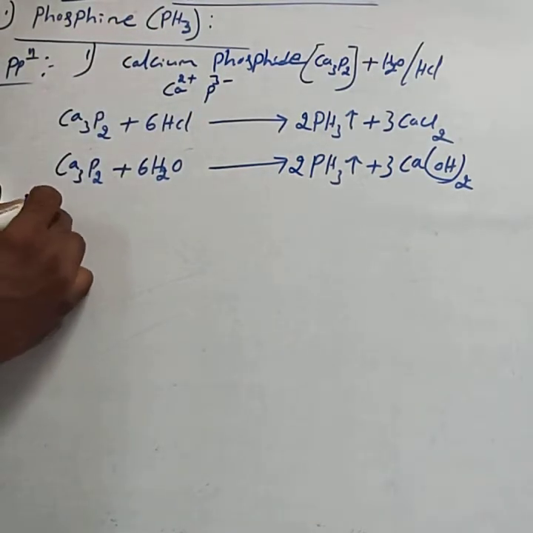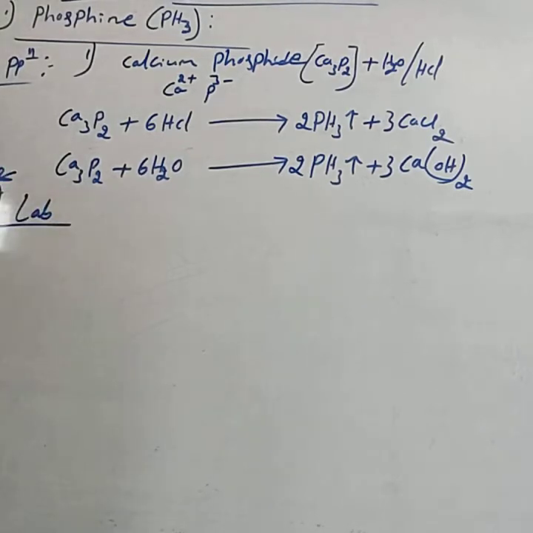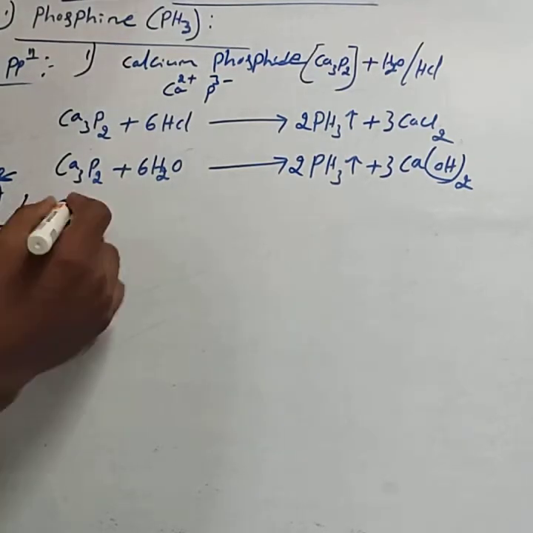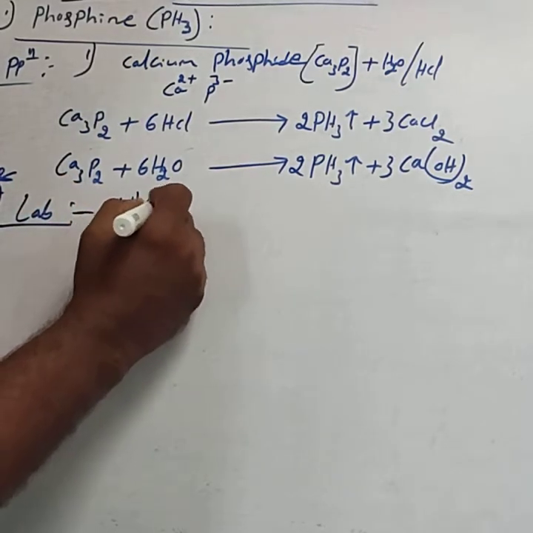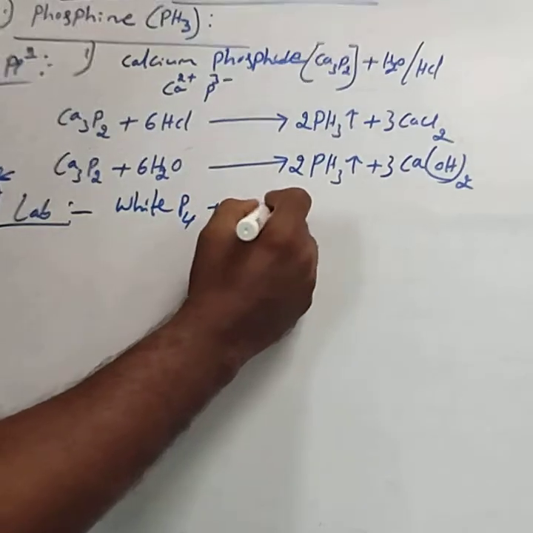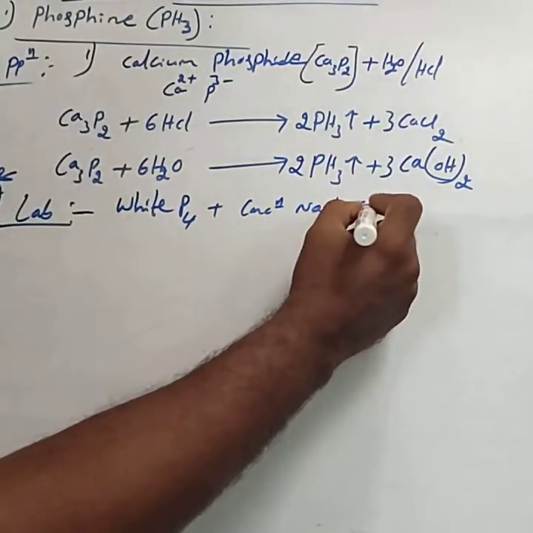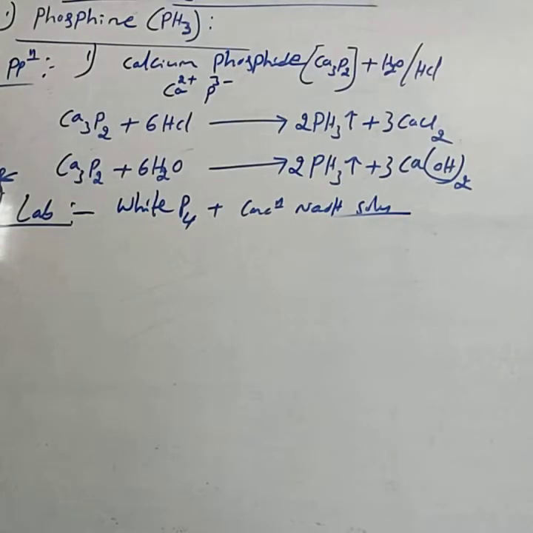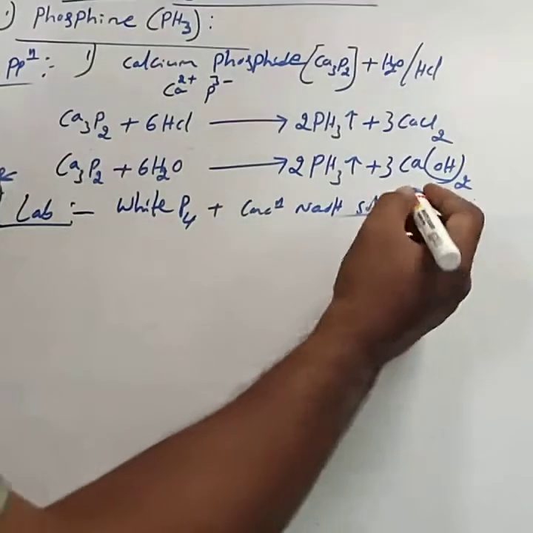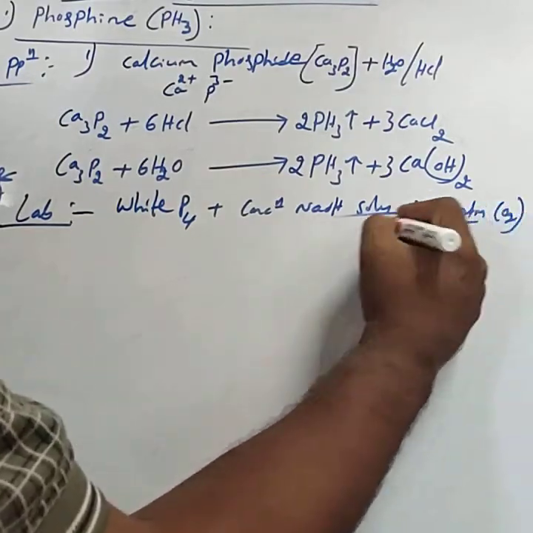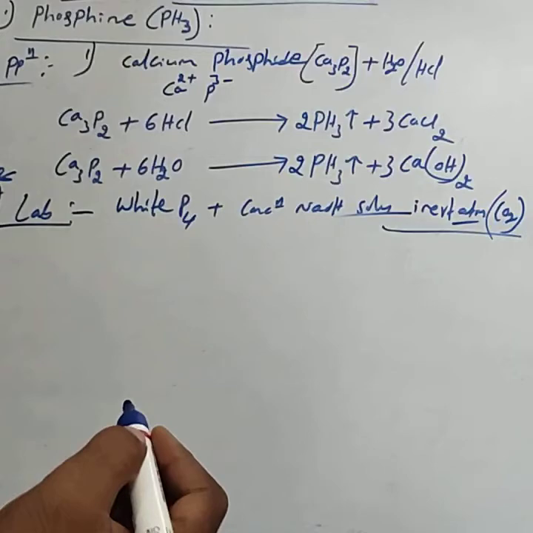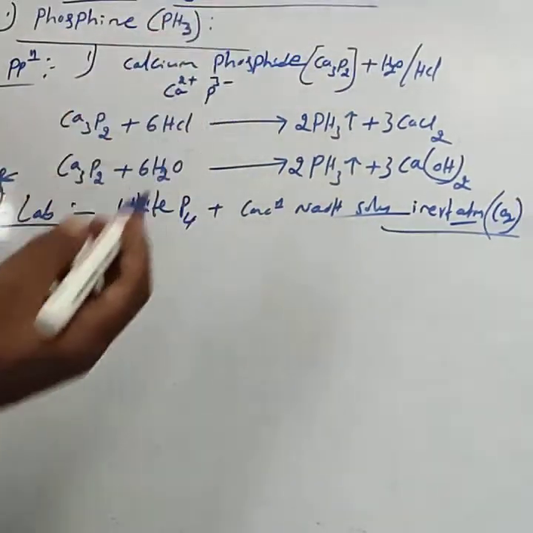The second method is the lab method. This lab method is very important for your board exam. Phosphine can be prepared in a laboratory by treating white phosphorus with concentrated sodium hydroxide solution in an inert atmosphere of carbon dioxide. Phosphine is formed.